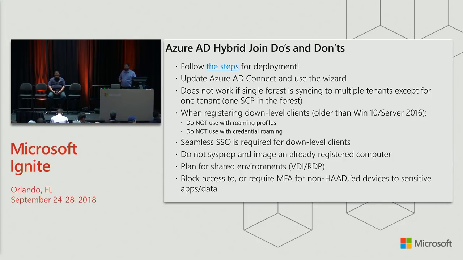Update Azure AD Connect. In my opinion, the easiest way to get this deployed now is to use the wizard in Azure AD Connect. You can do all of the steps manually, right? Registering the SCP, I'm not going to go through all of them, there's quite a few. But for example, registering the SCP, you can run a PowerShell command if you want. However, the wizard in Azure AD Connect will do that for you today. Same thing with the ADFS claim rules. You can do that manually. There's a lot of different things.